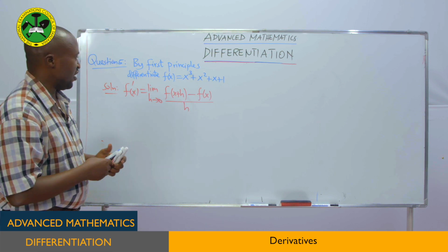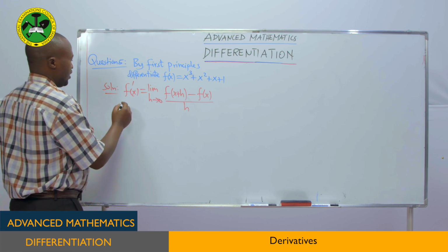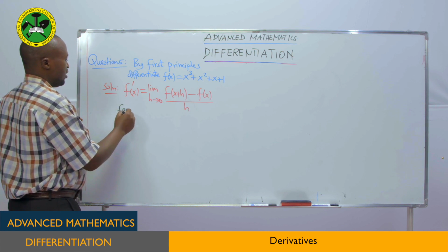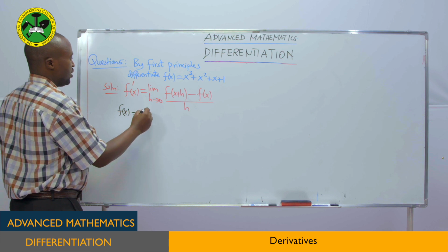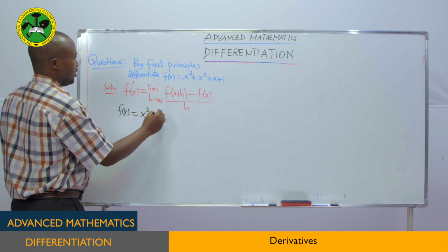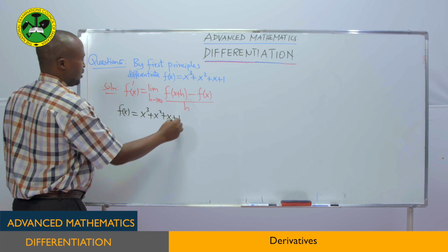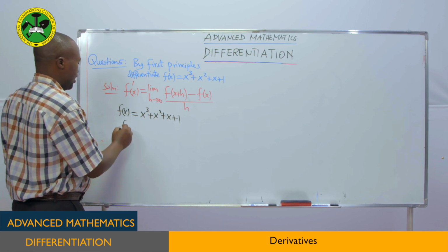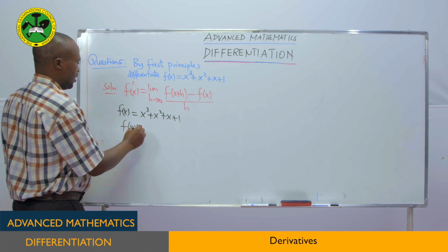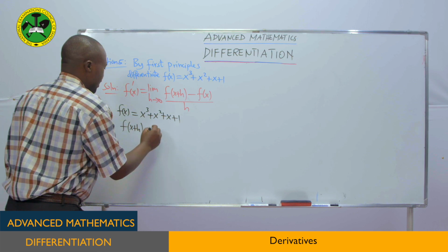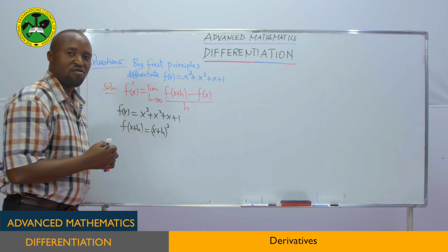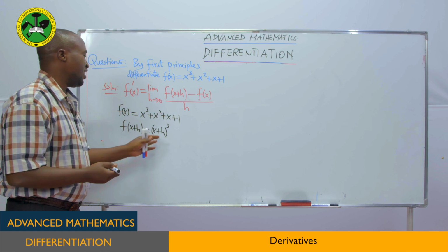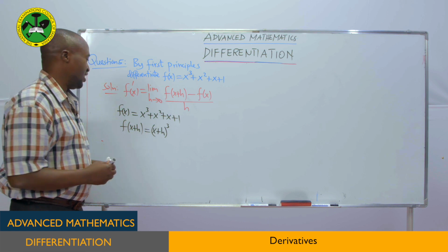So in this case, we have the function f of x. f of x is given by x cubic plus x squared plus x plus 1, while f of x plus h is equal to (x plus h) cubic. That is, wherever there is x, we add h, a small increment in x.